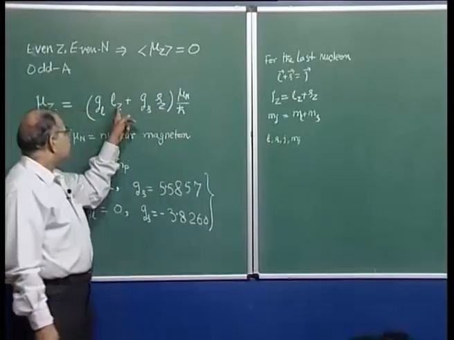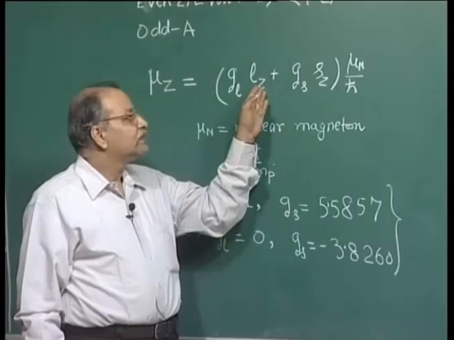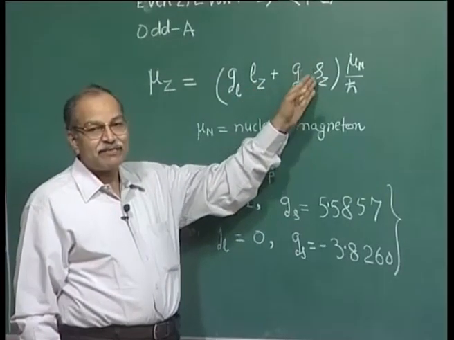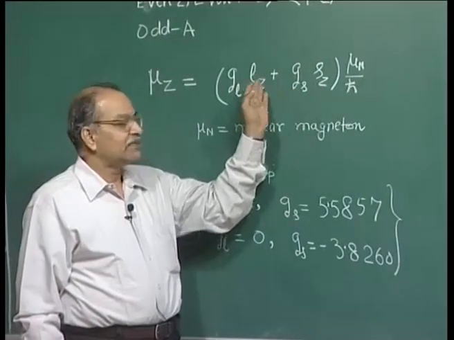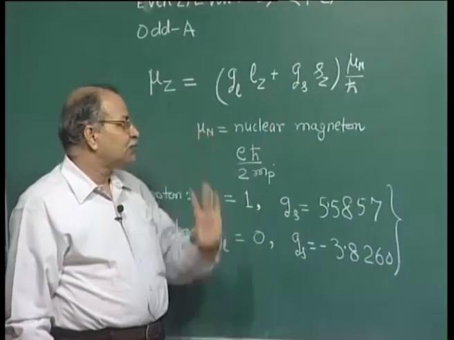So, this Lz is not Ml times H cross, and this Sz is not Ms times H cross, because Ml and Sz are no more definite. So, that is one issue.